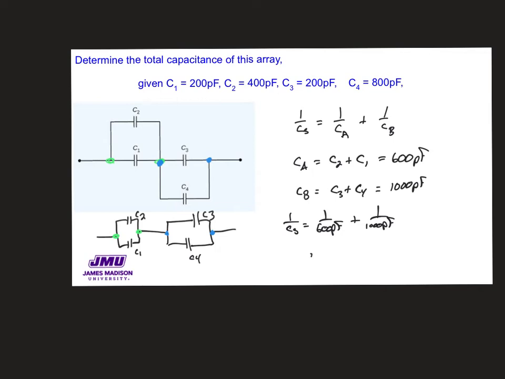And I get, therefore, that the total capacitance of this circuit is 375 picofarads. I hope you're getting the same thing. If you're not, of course, try to find exactly where we're disagreeing and let me know.